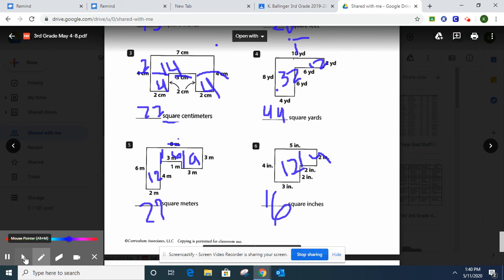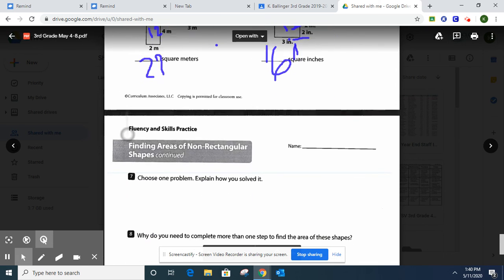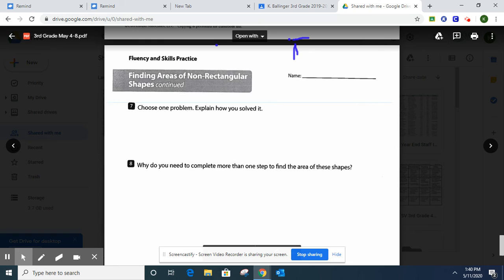Okay, let's go into the word problems. I probably won't be able to write the answers, but I can help you think about them. Number 7, choose one problem, explain how you solved it. Okay, that's going to be on your own. Figure out what you did. It could be one that you broke apart that was a little bit more irregular, and explain how you broke it apart.